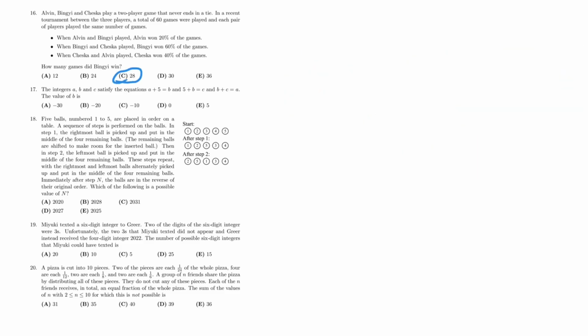Number 17. The integers a, b, and c satisfy the equations a plus 5 equals b, 5 plus b equals c, and b plus c equals a. The value of b is? Now we write down a plus 5 equals b, 5 plus b equals c, and b plus c equals a.